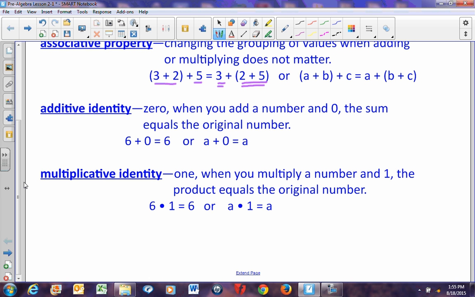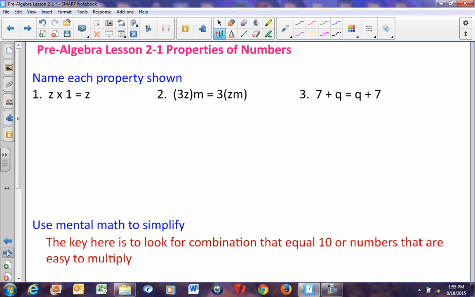Now these 4 properties are important because we can use them to make our lives a little easier. First of all, we have to be able to identify the properties. So let's see if we can name them. We look at number 1 here. Name the property shown. Z times 1 equals Z. All we did was multiply something by 1 and it stayed the original. So this has to be the multiplicative identity, or the identity property of multiplication. It doesn't matter how you say it.